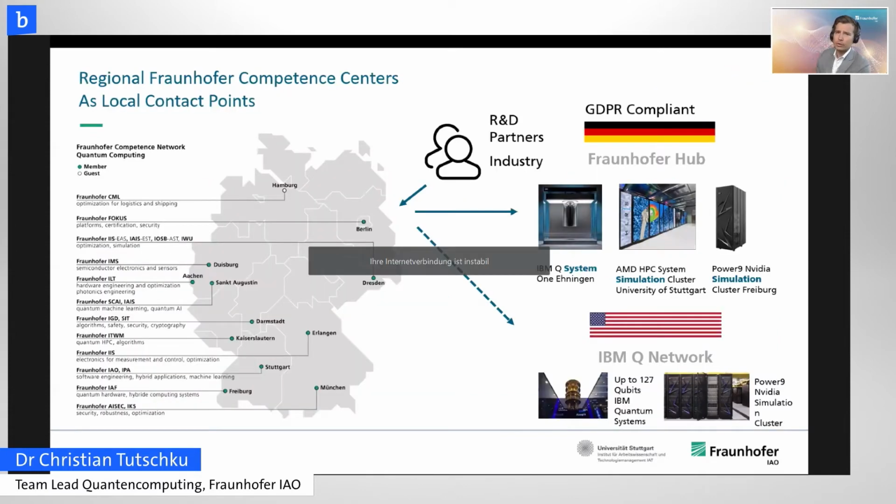And when I say we, we do not do this as one institute like the IAO, but the whole Fraunhofer Association, clustered in 7 competence centers all over Germany with different focus on hardware and software. And yeah, we have access to the first quantum computer in Europe, or at least in Germany, which is GDPR compliant, which is extremely important for our industry users, since obviously we want to process confidential data and it should go through an all-German pipeline.